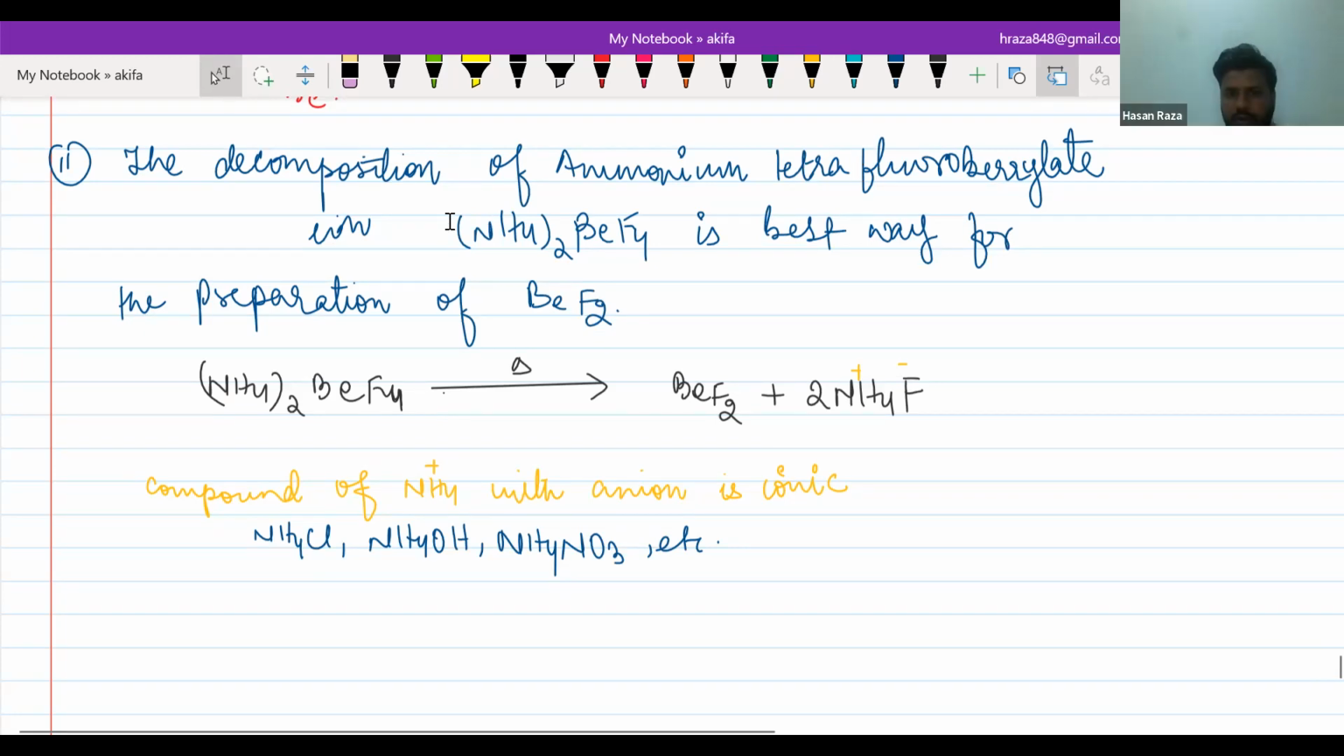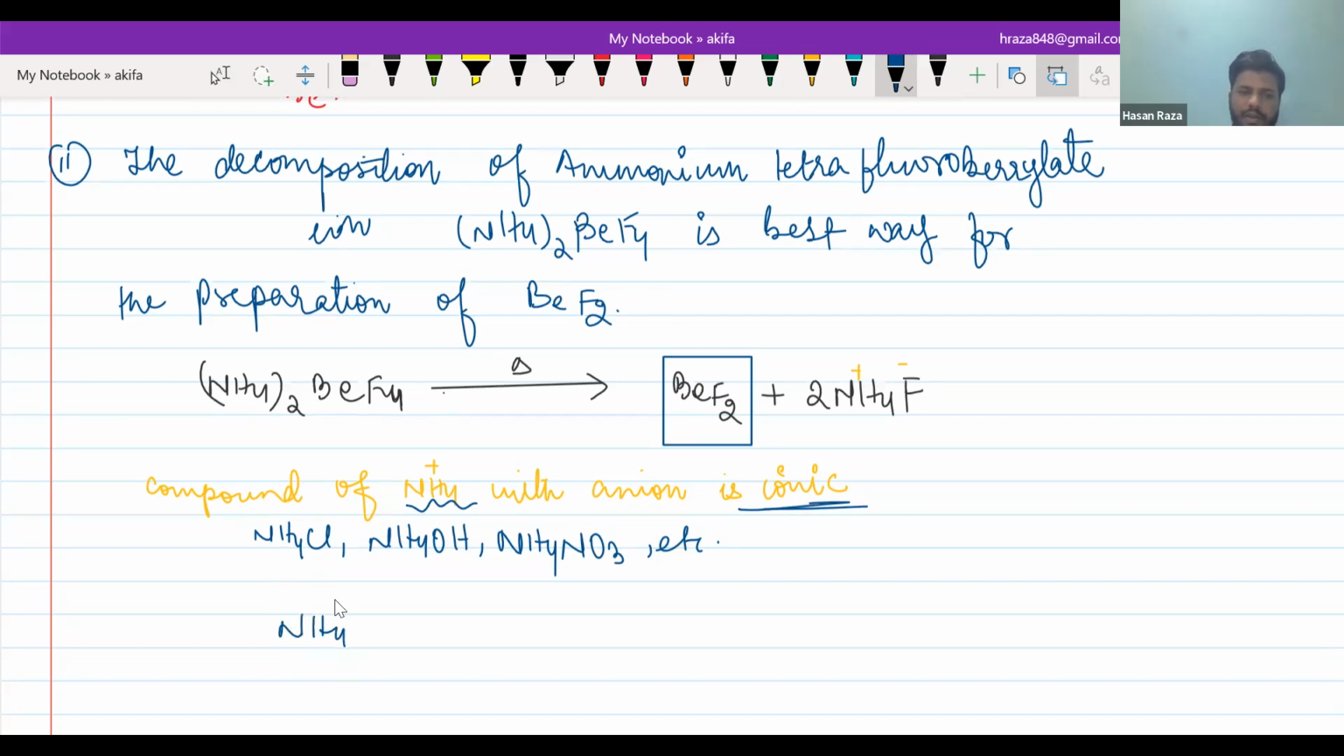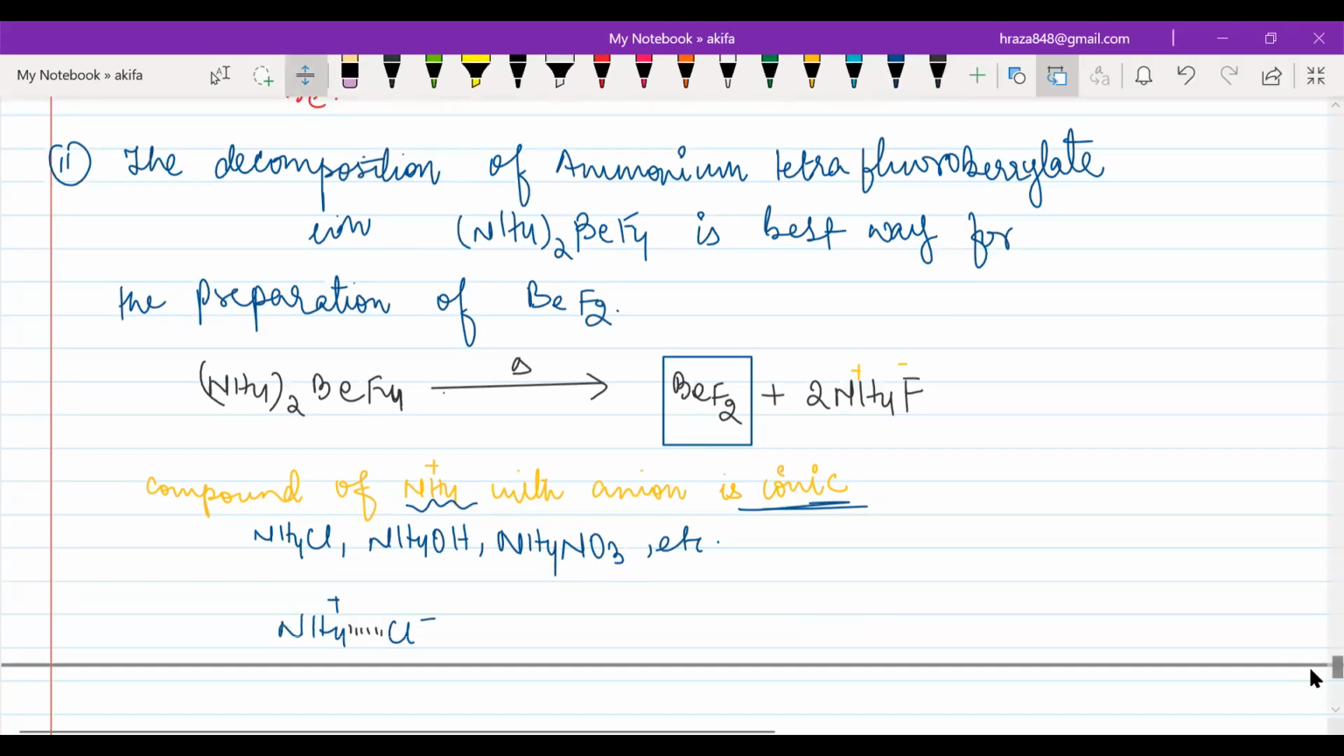So basically, this is a special kind of process for the preparation of BeF2. Okay, and I told you that a compound of NH4 positive with an anion is ionic. Like NH4Cl is NH4 positive and here it will be Cl minus, and there will be a force of attraction between these two, that is ionic in nature. Is that clear? Yes.